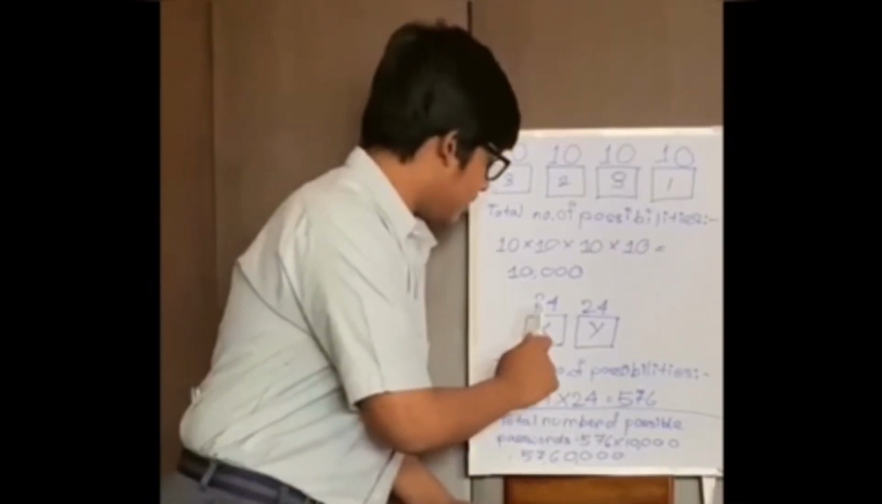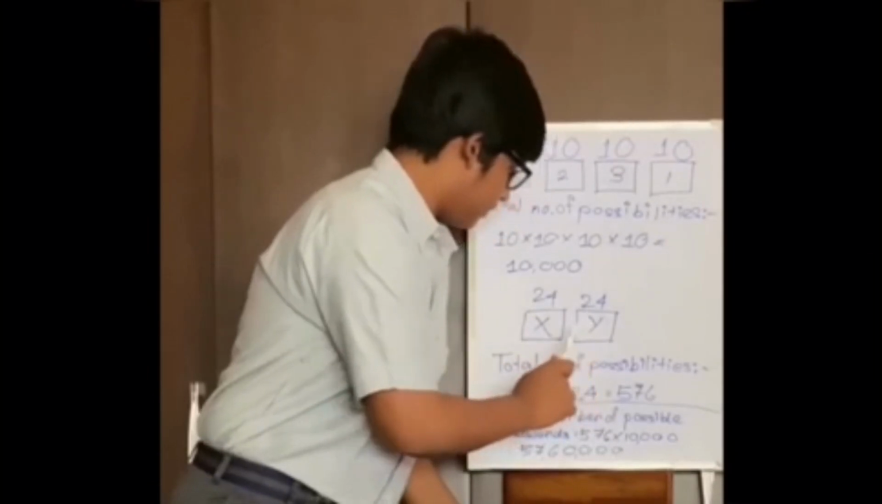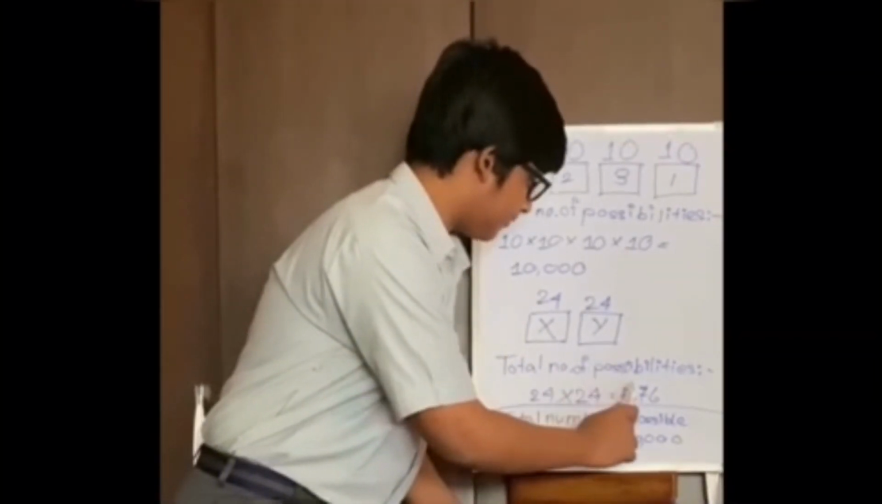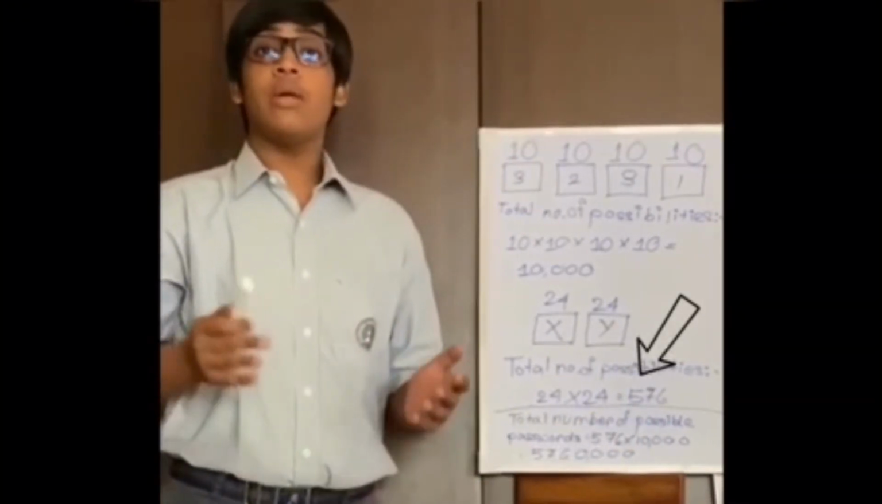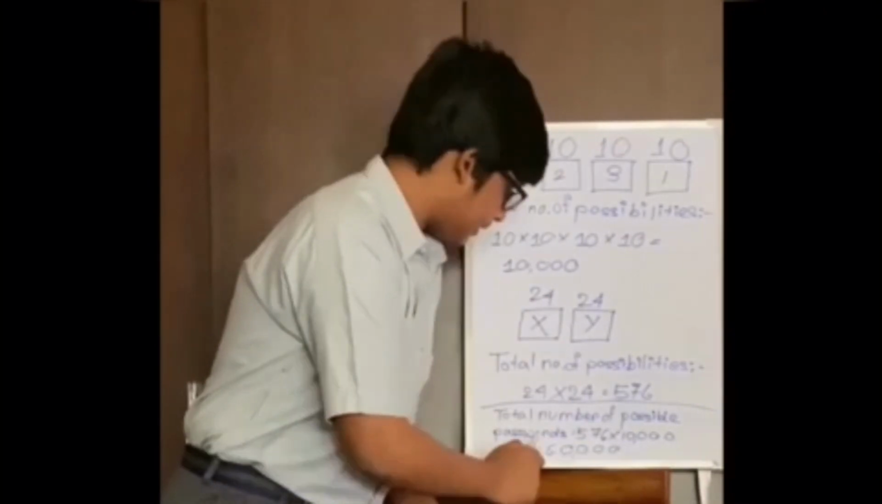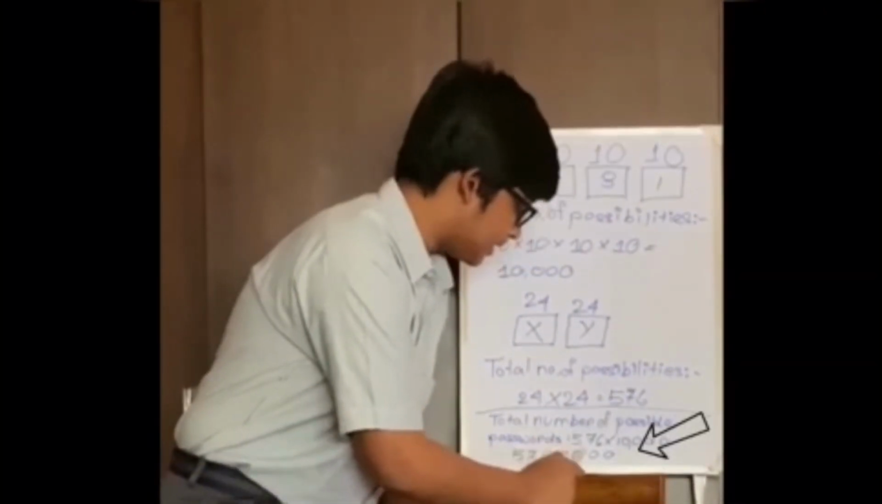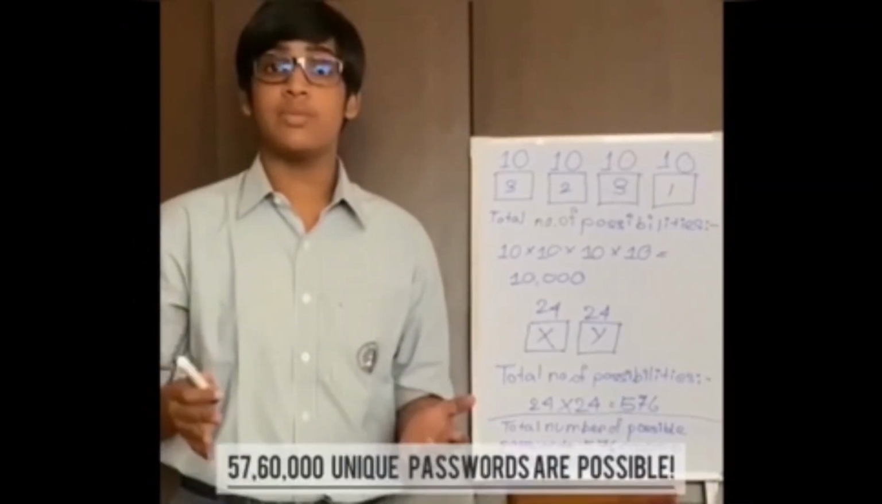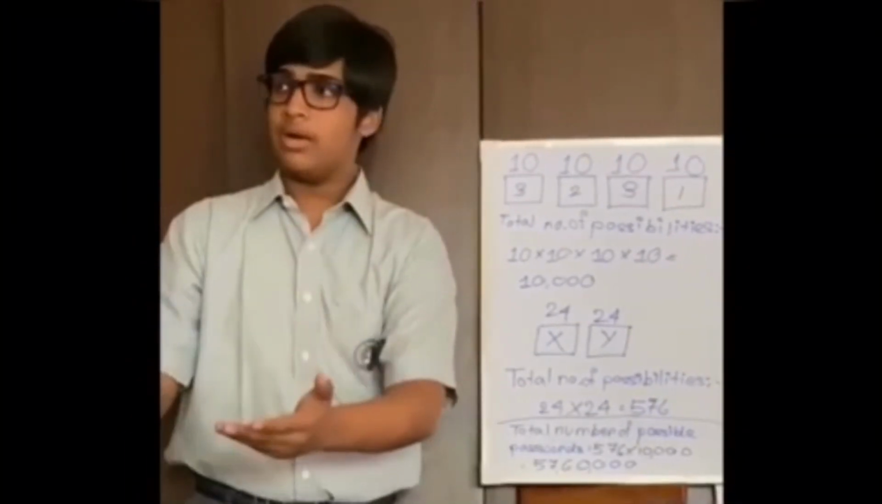So I have taken the alphabets as X and Y. Now the total number of possibilities are 24 into 24, that is 576. Now let us look at the total number of passwords possible. 576 into 10,000, that is 57,60,000. Isn't it amazing that so many such unique passwords are possible? Over to Vivan to explain the next.